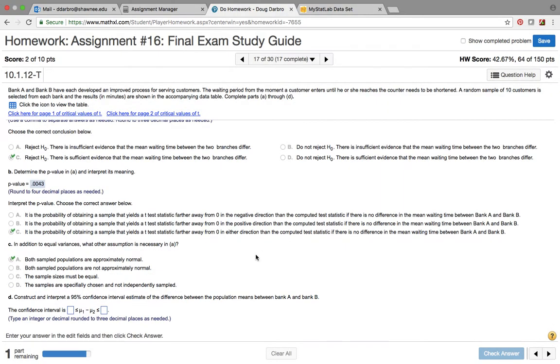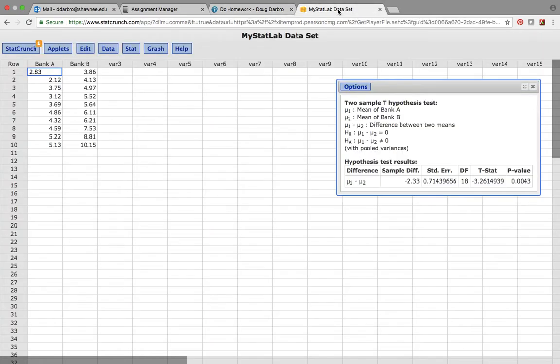Populations are approximately normal. Construct a 95%. Oh, this is the problem that just goes on and on and on forever. I thought we were done way back here. So let's edit this.